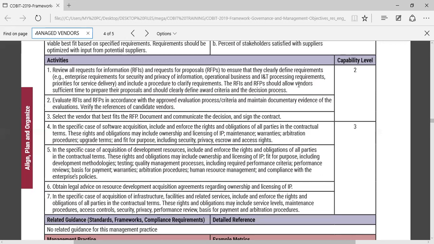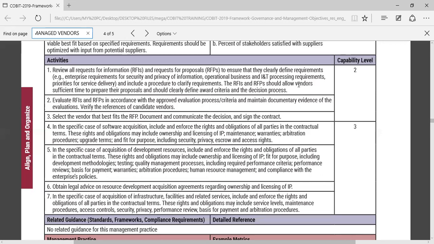So number three now, select the vendor that best fits the request for proposal. Man, this is a challenge for many organizations because at this point, so many factors come into play, okay? Things like political factors, all right? Somebody knows somebody and things like that. But you have to select the vendor that you know can best deliver that particular service that is about to be outsourced. And of course, document the basis for choosing that particular vendor. Then you can sign the contract.